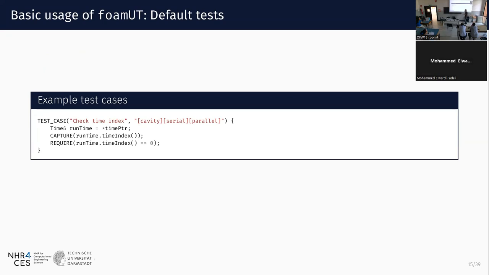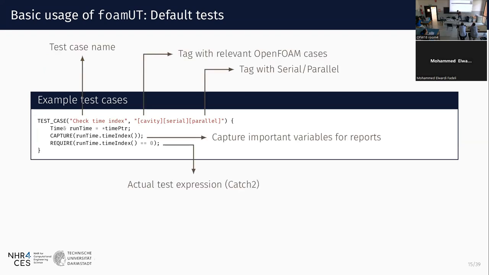Let me annotate so I can speak freely. You have a test name, which is a free-form string for you. And then we kind of abuse the tags, so you can pick which tags you need for other cases. This will run in serial and parallel. It's just a small trick to organize things.